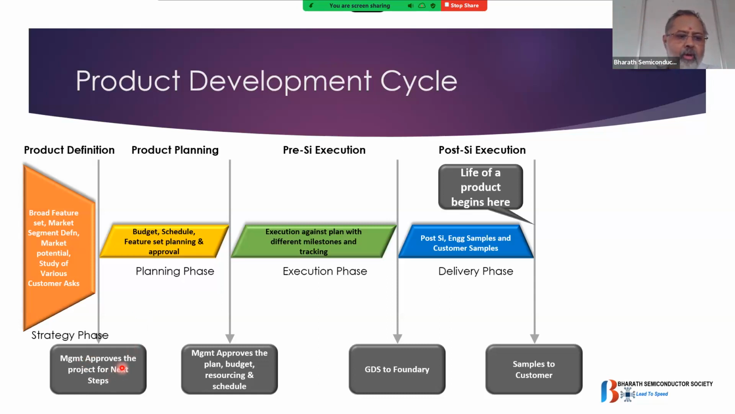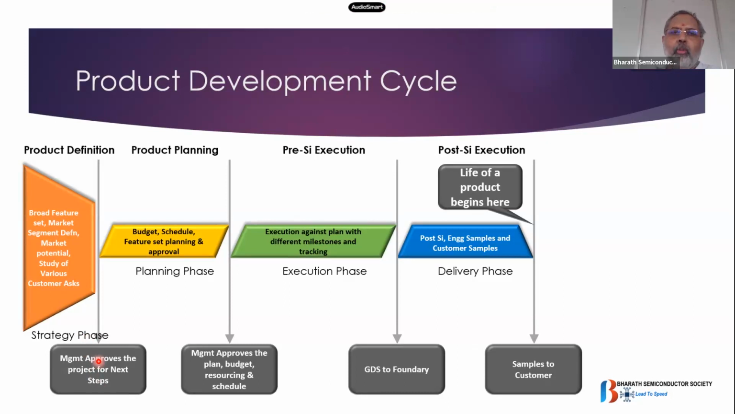So management has to approve. Initially, we will make a plan for the product based on the feature set, market segment, market potential, and study of various customer asks. You come up with a presentation or a proposal, which the management approves, then you can go ahead. Or if they see you cannot make a profit, or it takes 10 years to make a profit, they'll say forget about it, let's not spend money, right? Correct? We all have limited money, everyone has limited resources. So I have 500 rupees today, and from morning 6 to night 12 o'clock I only have 500 rupees to spend. So you prioritize and spend accordingly.